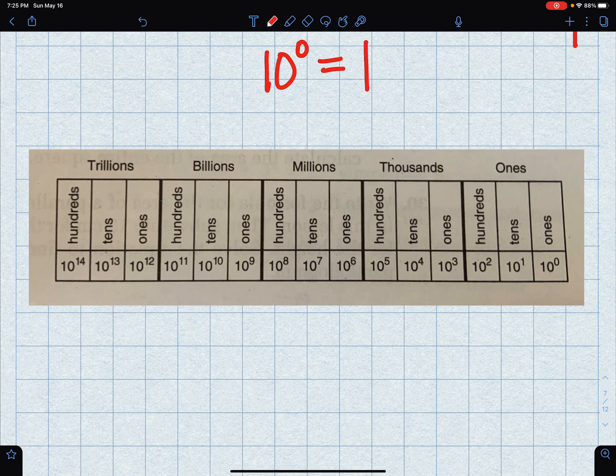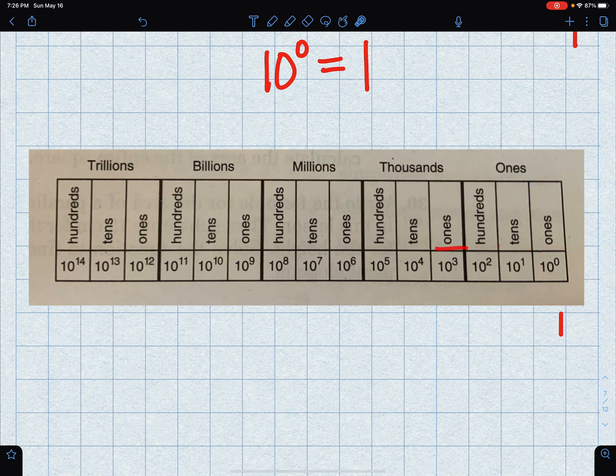So let's look at this table. The first thing I want you to notice is that we start at 10 to the 0. That's the ones place. Then the exponent goes up by 1: 1, 2, 3, 4, 5, and it keeps going all the way to 10 to the 14. The nice thing is that it tells you how many zeros are there. 10 to the 0 is just a 1, and this is the ones place. These are the ones, tens, hundreds in the ones place.